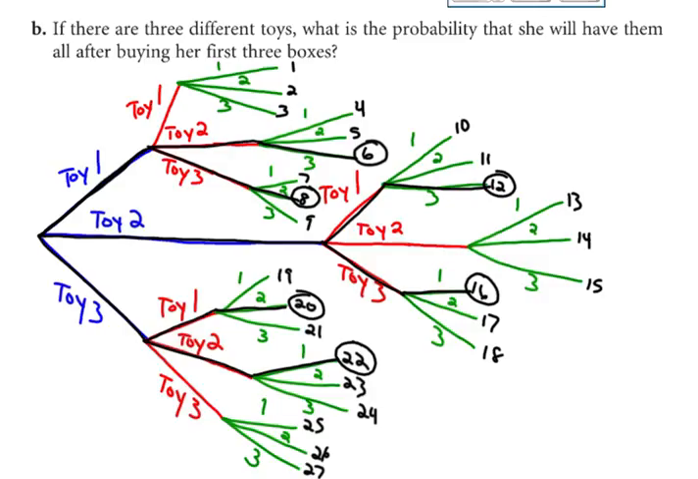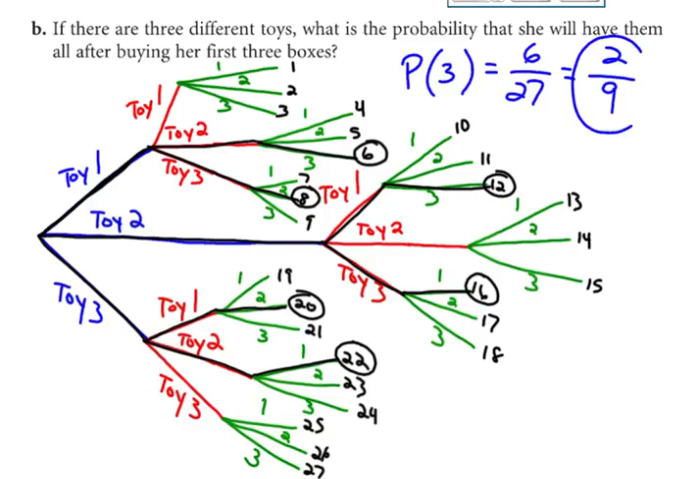So we have identified 6 different outcomes that get Talia all 3 toys in her first 3 boxes of cereal, out of a total of 27 possible outcomes. So the probability that she gets all 3 toys in the first 3 boxes of cereal is 6 out of 27, and we can reduce that because 3 goes into 6 twice, and 3 goes into 27 9 times. So the probability is 2/9.